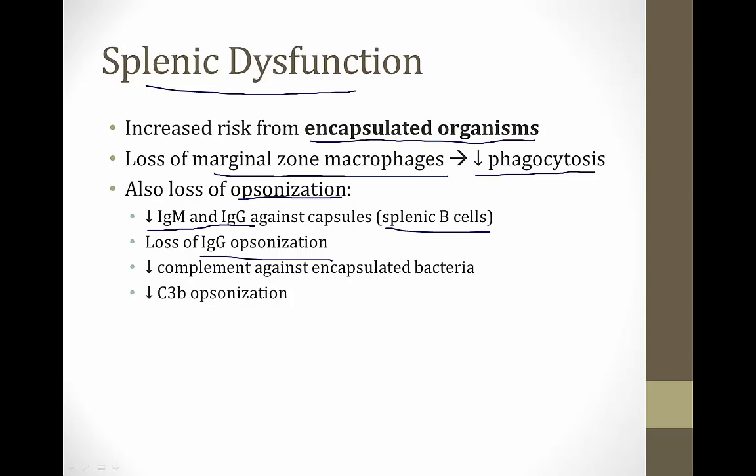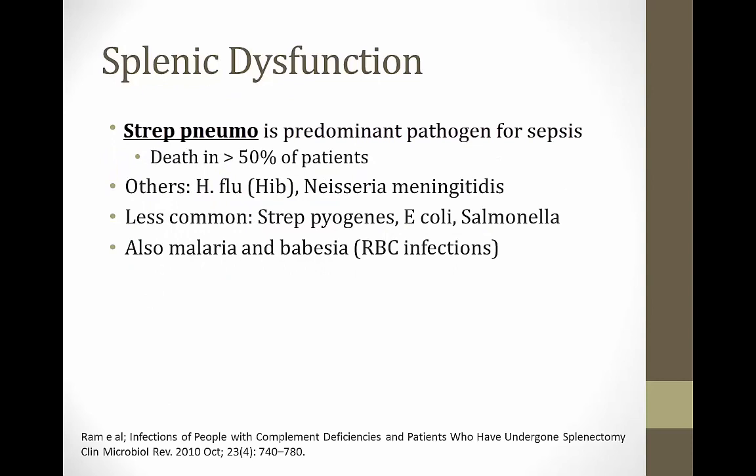In addition, you will lose complement activity because the classic pathway of complement activation via antibodies is very important for activating complement against encapsulated bacteria. In addition to losing complement-mediated killing of these encapsulated bacteria, you will also lose C3b opsonization via the complement system. So for all of these reasons, you have great risk of bacterial infections by encapsulated bugs when you don't have a spleen. So let's talk about the bugs that cause infections in people who have splenic dysfunction.